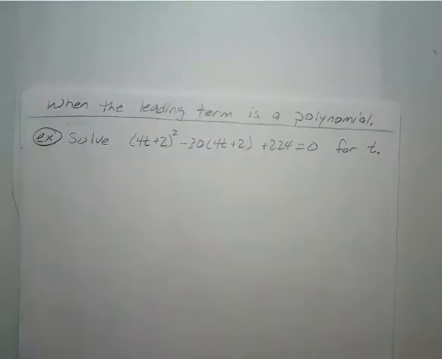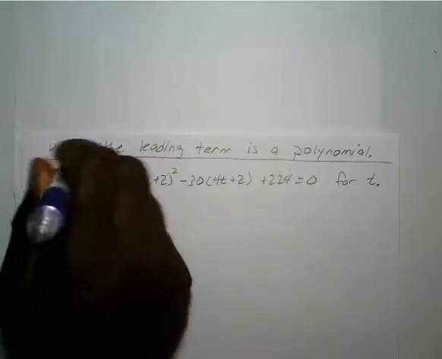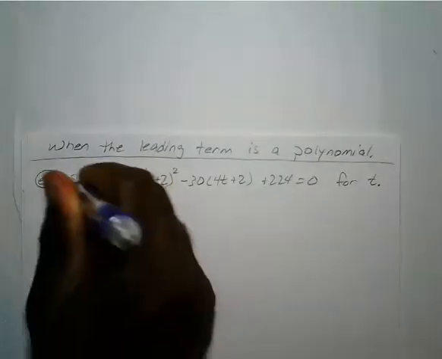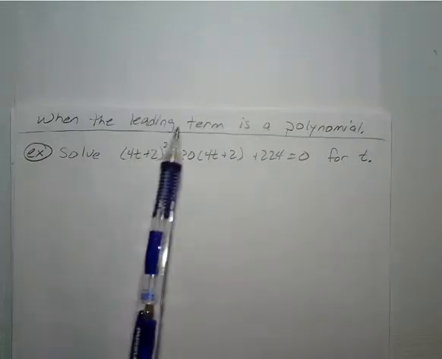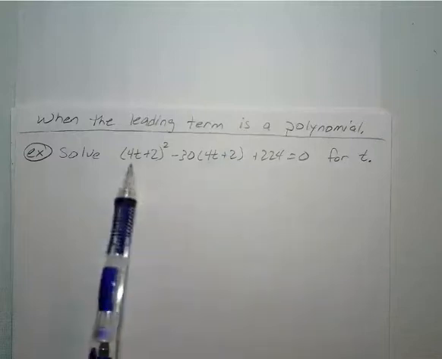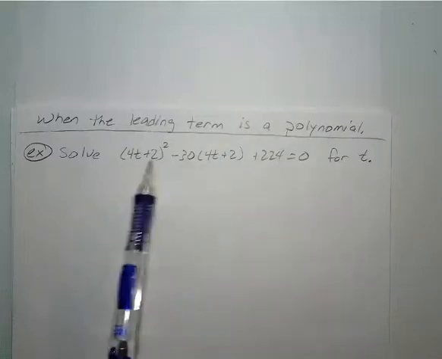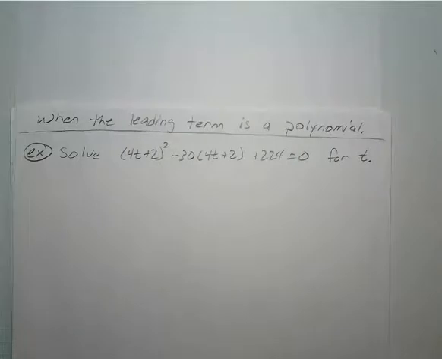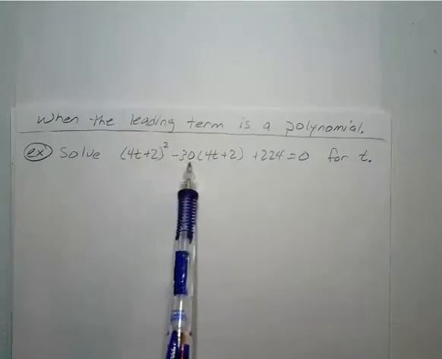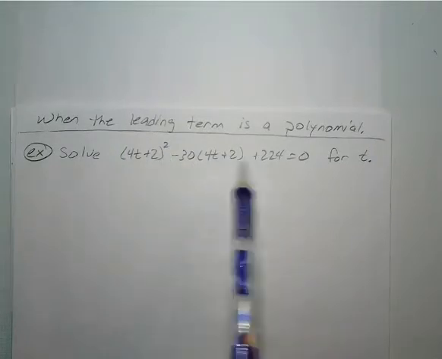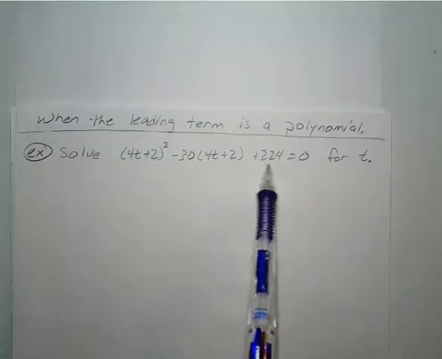Let me see, I can erase this a little bit better. There we go. Alright, so for our next example, what if our leading term is a polynomial? So let's say in our polynomial, we have a polynomial. Okay, so what if we want to solve (4t+2) squared minus 34(4t+2) plus 224 equals 0?